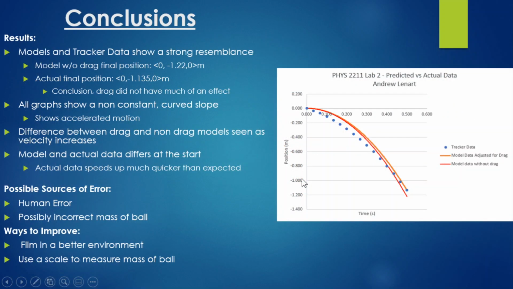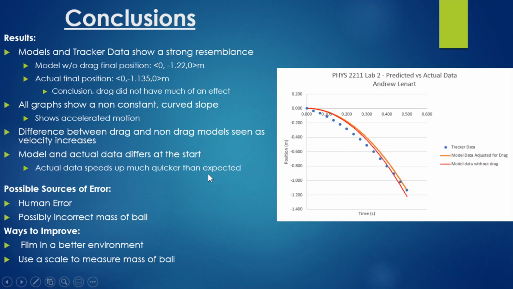Now conclusions. The model and Tracker data show a strong resemblance, as you can see here in the graph. For the model without drag, the final position was negative 1.22 meters, and the actual final position was negative 1.135. In conclusion, the drag did not have that much of an effect. The graphs all show a non-constant curved slope, which shows accelerated motion. As for differences between the drag and non-drag models, as you can see, the red and orange lines increase the gap as velocity increases. And the model and the actual data differ at the start.